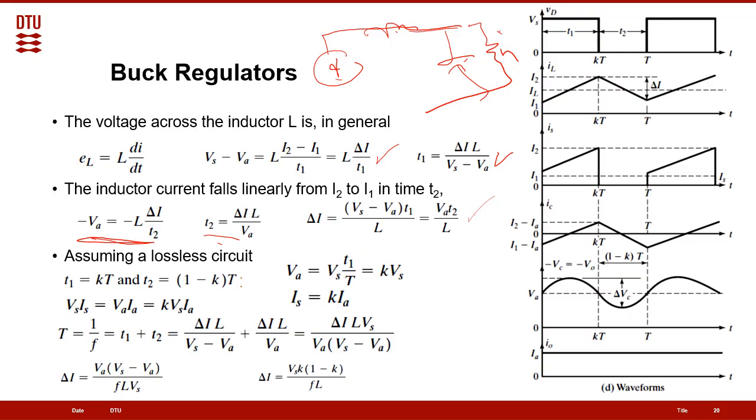So if we just do some derivation for this one, then it's very easy for us to find that Va will equal k Vs and Is will equal k IA. So it's clear that our converter is a buck converter.